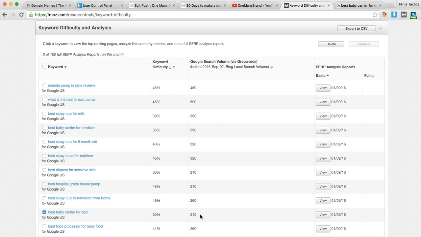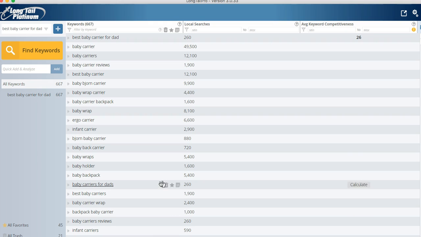Now, the reason that's different is because Moz don't use the API going direct to the Google keyword tool anymore. I think Google blocked them or turned off the access to the API or something like that. So they actually use GetWords. I think GetWords basically pulls the data from Google, and then Moz pull it from GetWords. So you will see a slight discrepancy between the search volume from Moz and Longtail Pro.